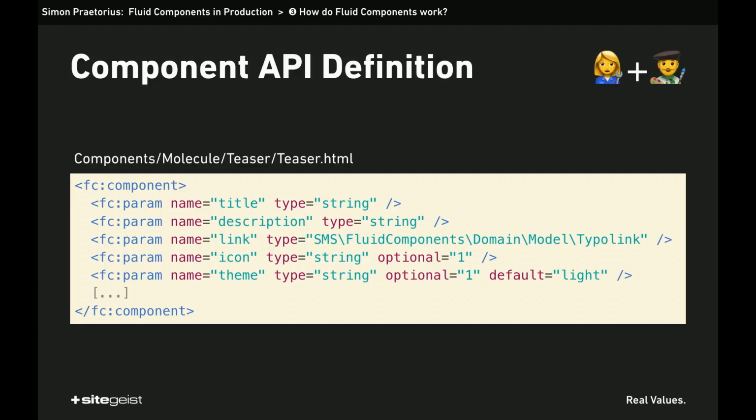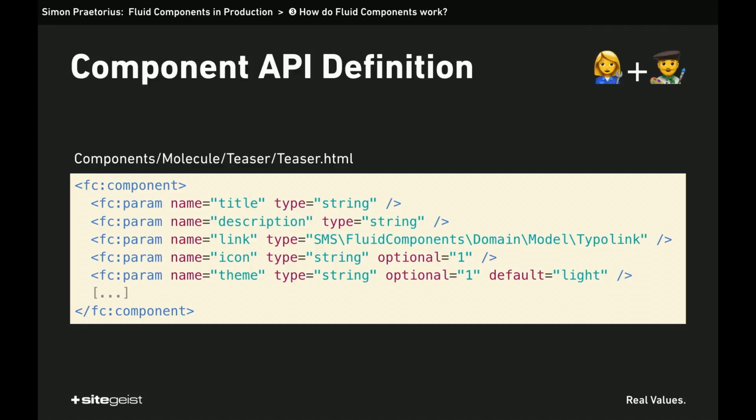You create a new file structure within your extension. It's alongside templates, partials, and layouts. There's another folder that's called components. Inside of that folder, you can nest other folders. In our case, we just have atom, molecule, and organism usually. And inside of that folder, there are the components. In our case, there's a teaser component.